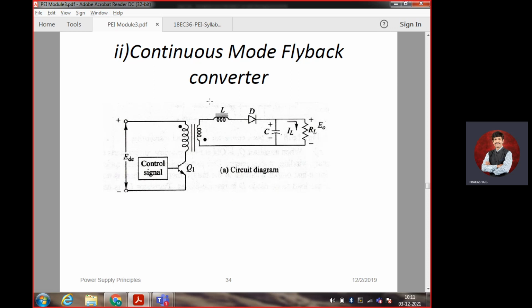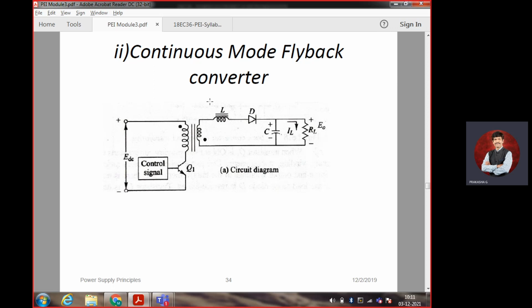Next topic, that is today's topic: the other type of flyback converter. Till now what we have discussed is the discontinuous flyback converter only. Now we have to go for the continuous flyback converter, where there should be a continuous supply. It looks almost similar to the previous diagram. Any difference you are able to see?